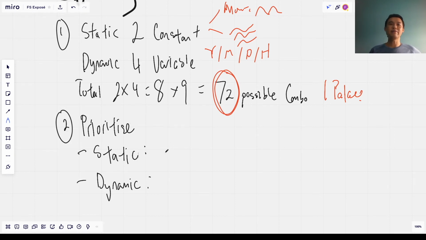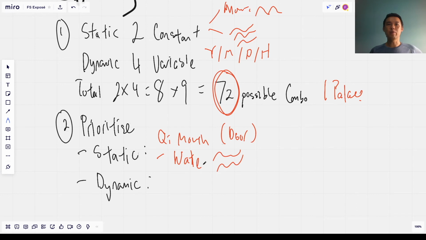Static wise, since the very beginning we use the method of using the chi mouth, which is the door, to determine the facing, and then plot the natal chart. So then, rightfully speaking, our concentration would mostly be on the water star. So we prioritize the water star, reading the water star first.